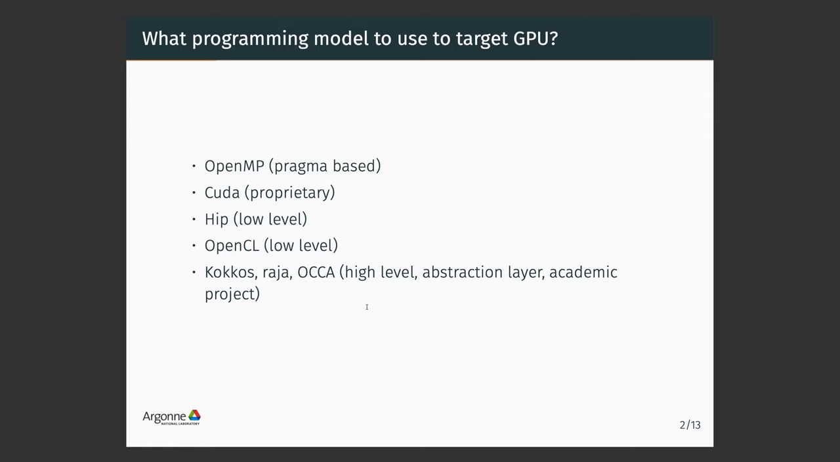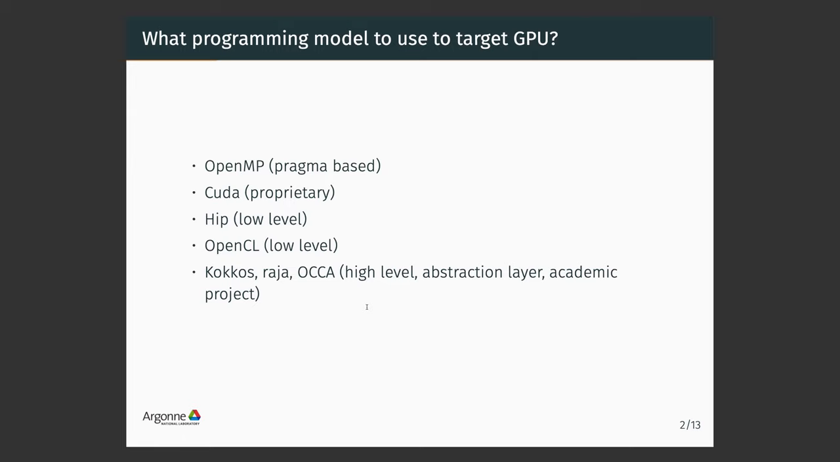Then you have CUDA. CUDA is really low level and it is proprietary. That means it targets only NVIDIA. For example, no announced exascale system in the US will use NVIDIA. So if you have a CUDA code, you will need to port it.